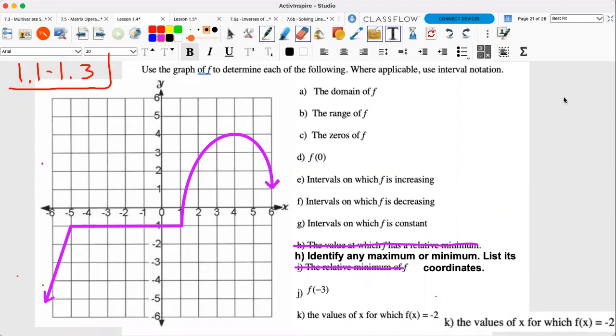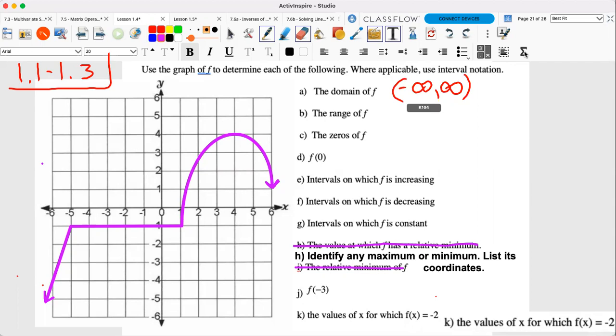All right, so domain of F. Remember, domain describes the X interval over which the function exists. So what are we looking for there? Negative infinity to positive infinity. Yep. It goes from X equals negative infinity all the way to X equals positive infinity. So we say negative infinity to infinity for that one.